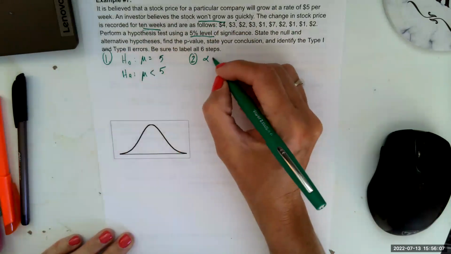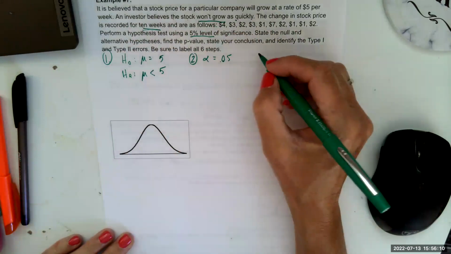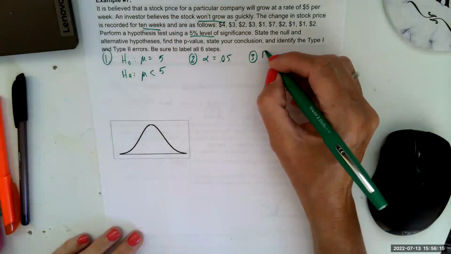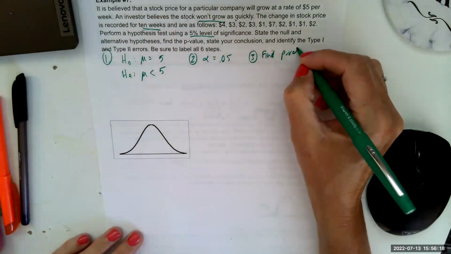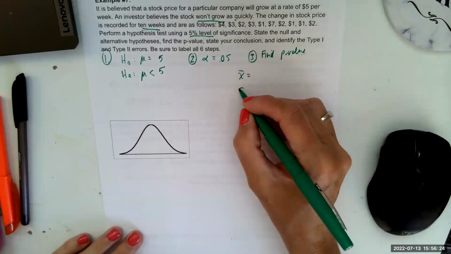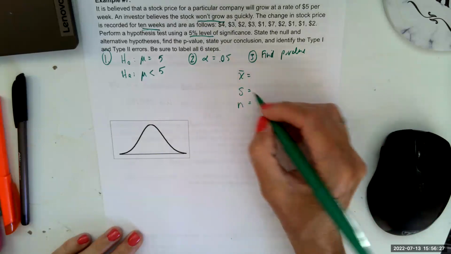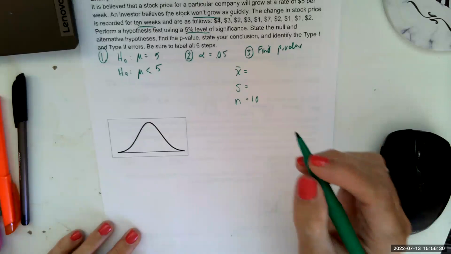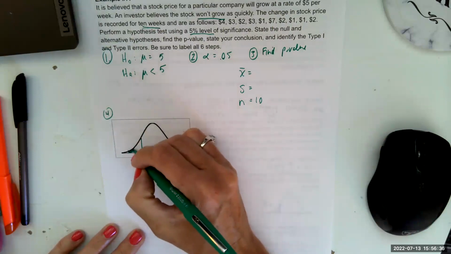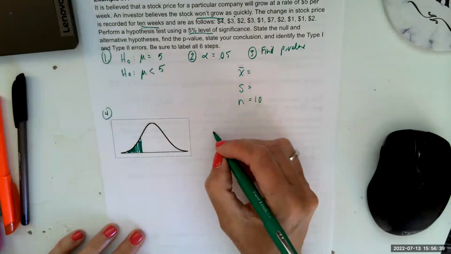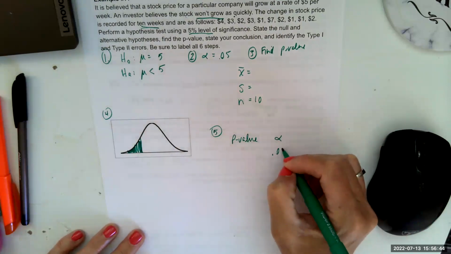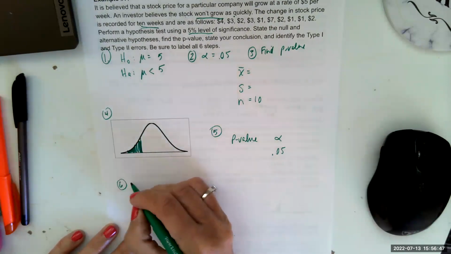Step 2 is our alpha is 0.05, the 5%. And step 3 is we're going to go and find our p-value. So we need to find our sample mean from Desmos and our sample standard deviation. It says that they collected data for 10 weeks. Because it's a less than, step 4 is our graph, which means our p-value is going to be over here. Then step 5 is comparing our p-value to alpha, which is 0.05. And then we're going to have our conclusion in step 6.